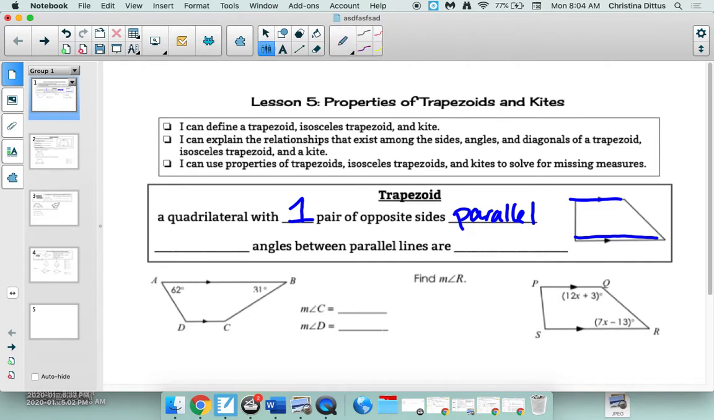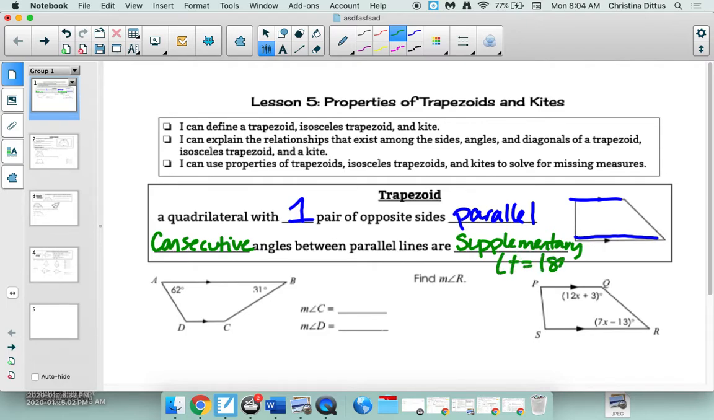Okay. Since we have parallel lines, our consecutive angles, consecutive means next to, they still add up to 180. They are still supplementary. Ooh, two P's, right? Supplementary. Add to 180. So angles that are next to each other, like these and these, add up to 180. Alright?